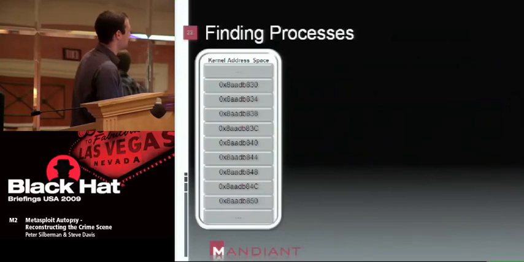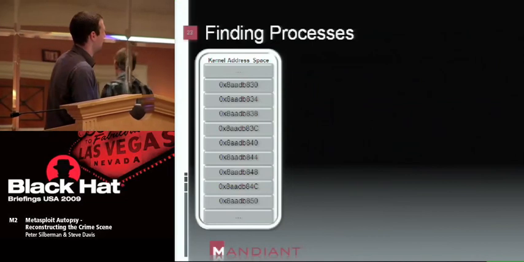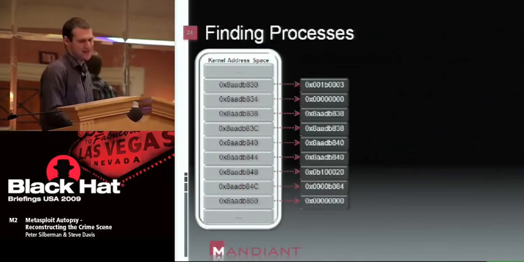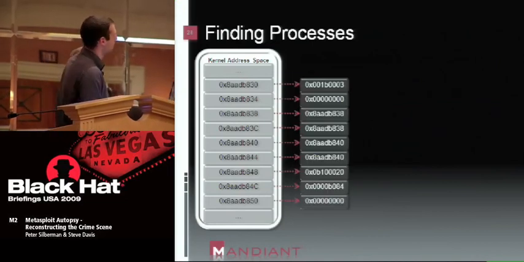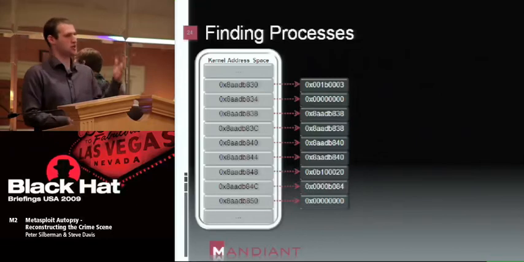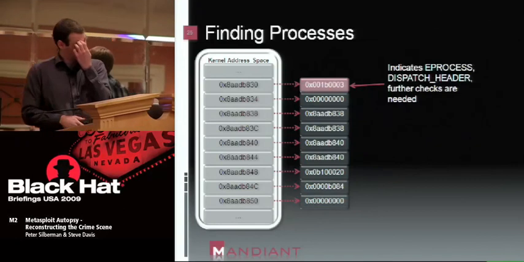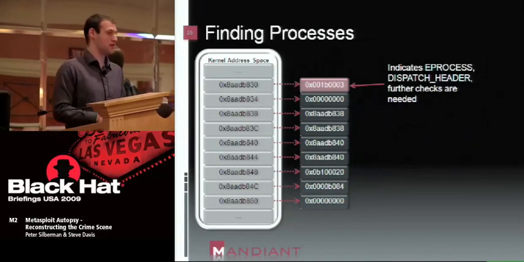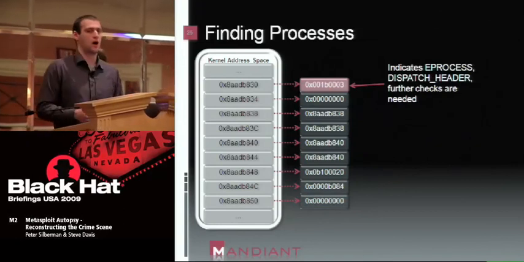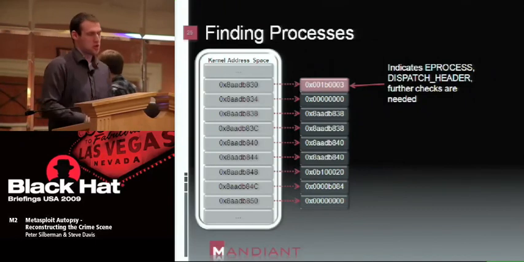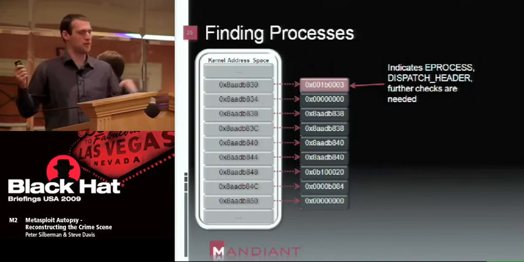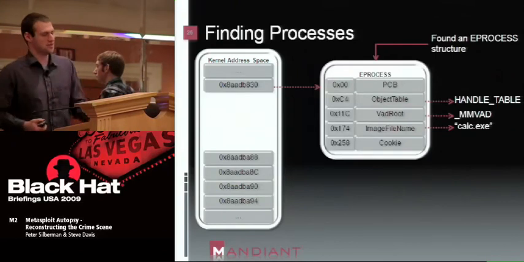The kernel address space is represented by these addresses right here. They contain data, that data you see right there. And remember I said we're going to map a page at a time, and we're going to scan for some characteristics of the eProcess. This DWORD actually indicates the dispatch header on XP Service Pack 2 and 3 for that process. So we determine that this is a process, right? We cast it as such, and we parse the structure.